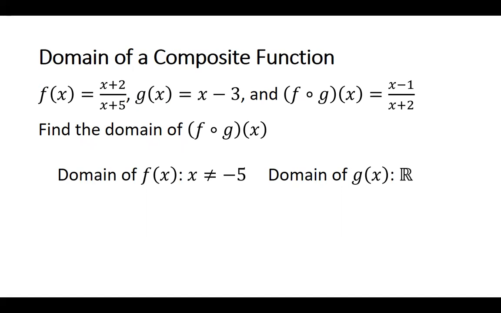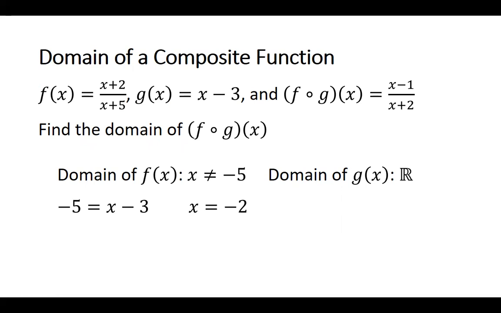So now I know that f of x can't have an input of -5. So I'm going to set -5 equal to g of x and solve to find out what value of x in g of x will cause us to get -5. So -5 is equal to x minus 3. So x equals -2. So if we have x equal to -2 plugged into g of x, that's going to give us an output of -5, which is not a valid input for f of x.